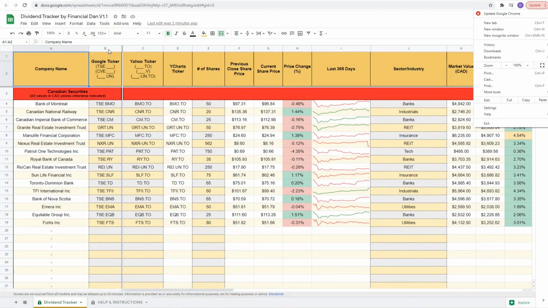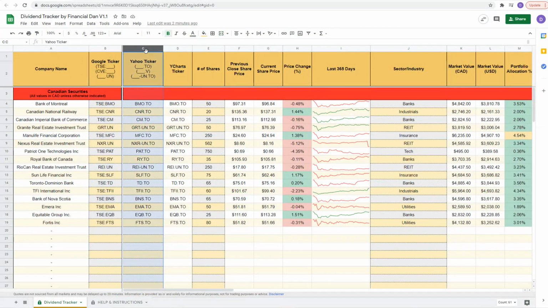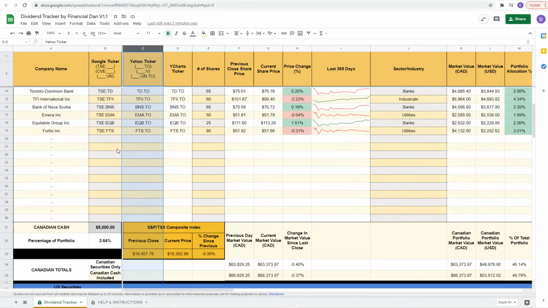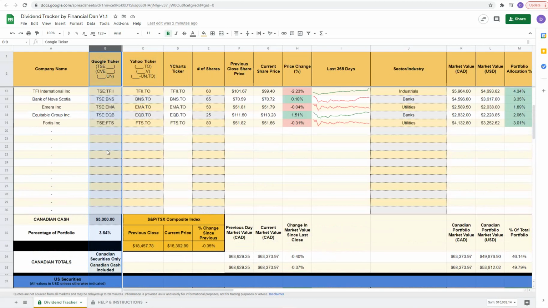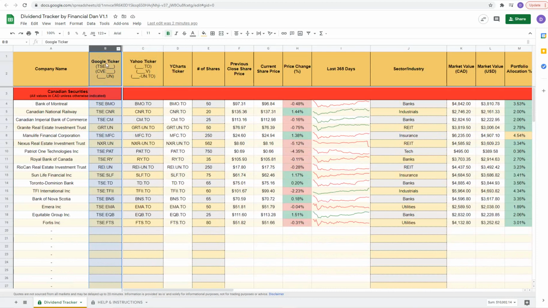And as you can see, columns B and C are where you'd enter in the stock ticker data on the Canadian side of the spreadsheet. On the US side of the spreadsheet, you'd only be entering in data on column B. So column B references Google Finance.